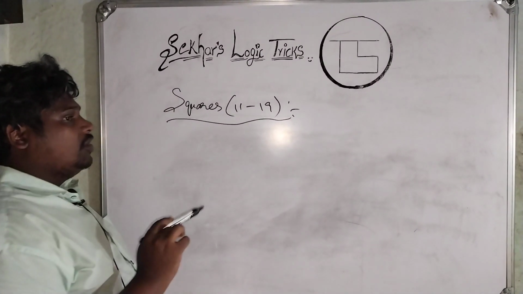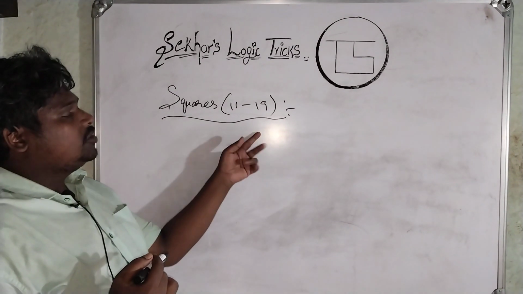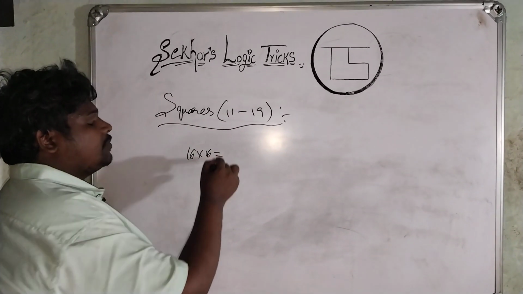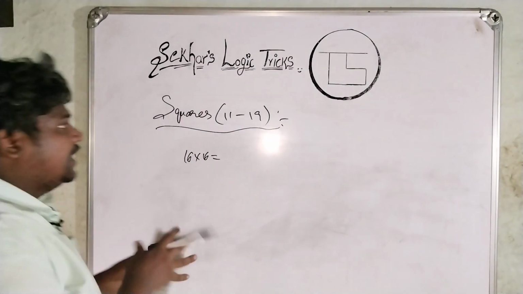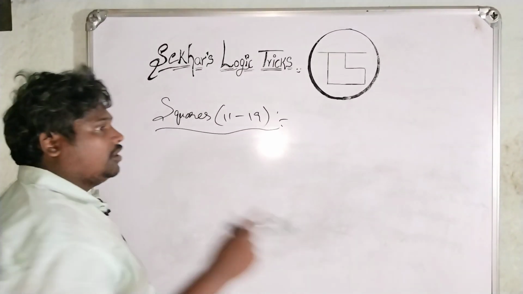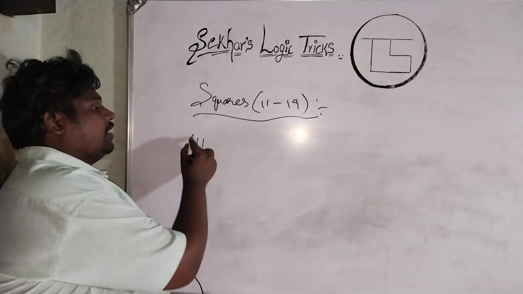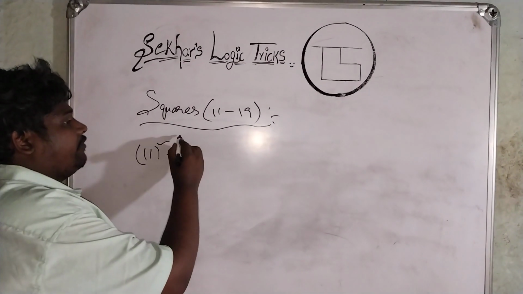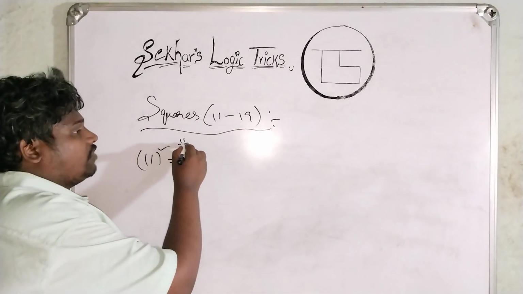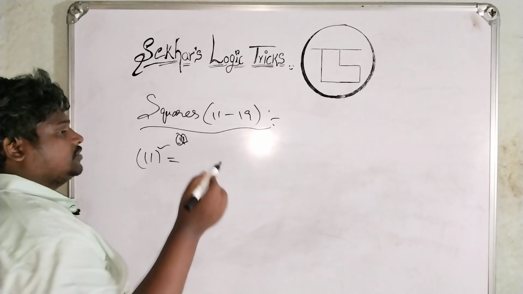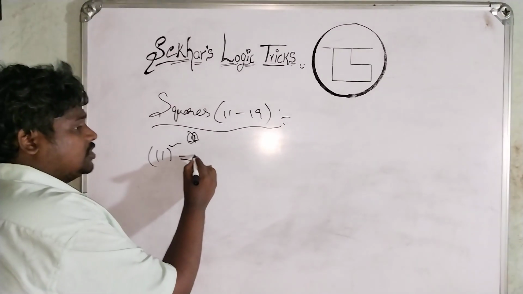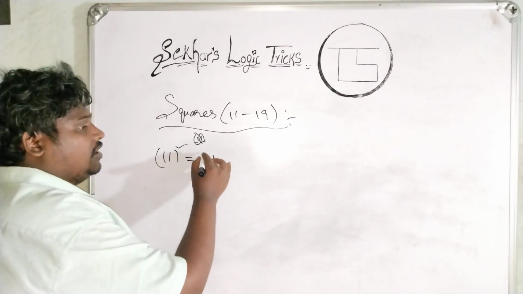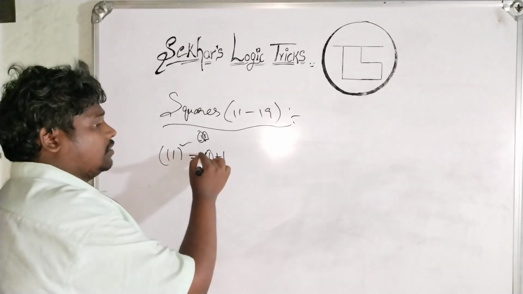In this trick we have only two steps. We follow the two steps without exact multiplication, and we get the squares easily. Now we will discuss the squares. Take 11 square. In 11 there are two digits: the ones digit and the tens digit. First, 11 plus the ones digit of this number, 1.